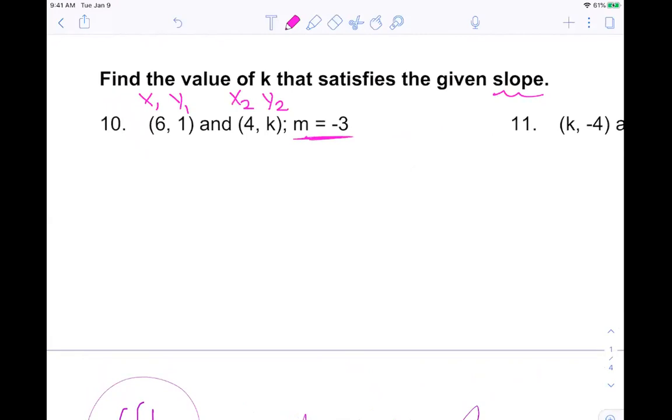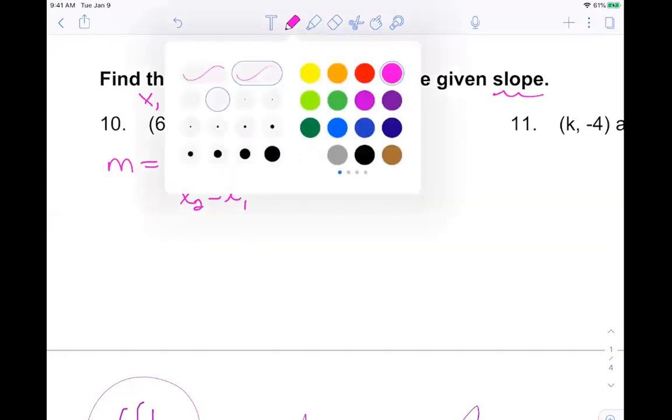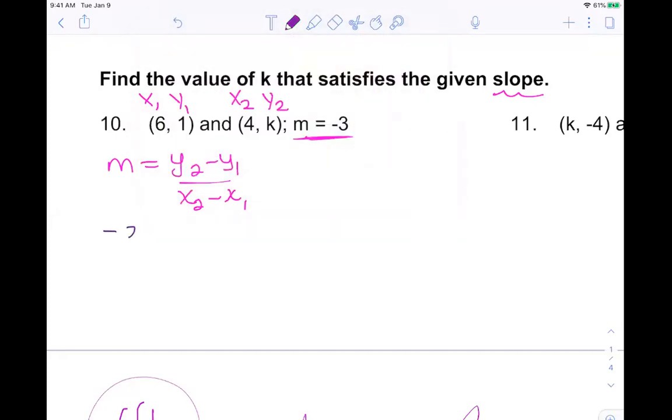So always use what you know in the equation. Alyssa, what do you think? You would use the formula m equals y2 minus y1 over x2 minus x1 and just plug in the values. Awesome, nice job. So plug in everything that you know. That's what a formula is for. We know the slope this time. Instead of finding it, we know it's negative 3, so let's plug it in. We don't know y2, but I know that it's k, so I'm going to use a k in the problem there. Minus y1. And then I have x2 minus x1.